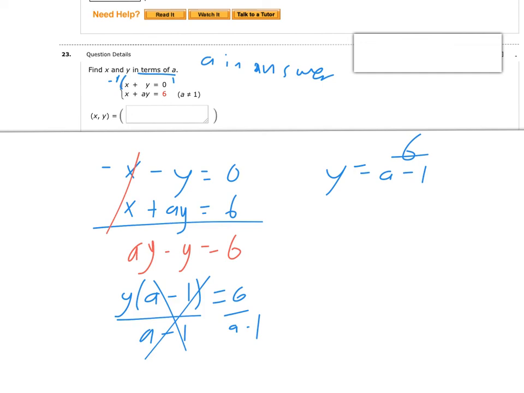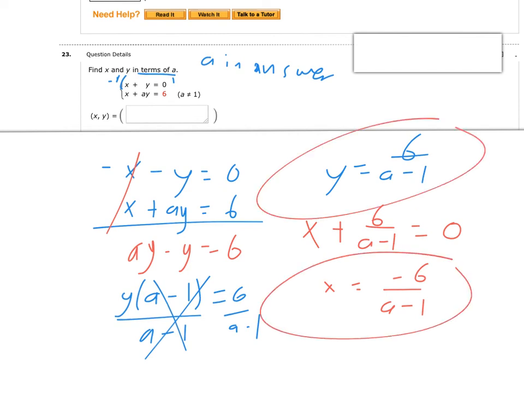I still need to find x, so I'm going to go ahead and plug that in. The top equation looks the easiest here. So I'm going to say x plus 6 over a minus 1 equals 0. Pretty simple here. I'm just going to subtract that over. It's really easy to subtract from 0, right? And that'll be my x value right there. So there's my coordinate pair, x and y. You can type them in right there.